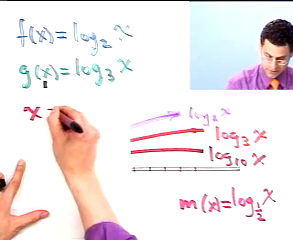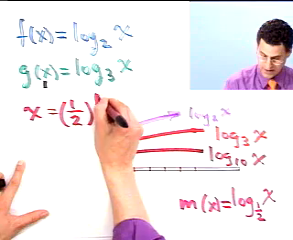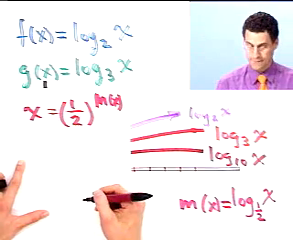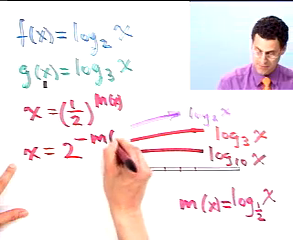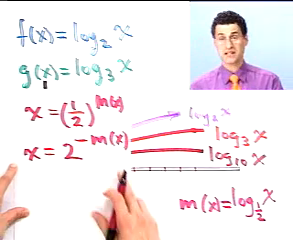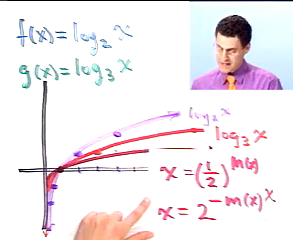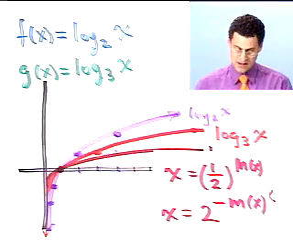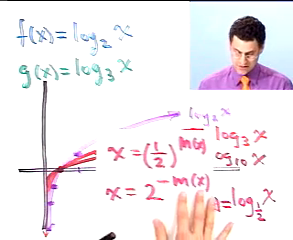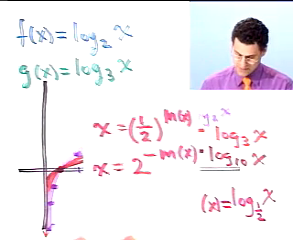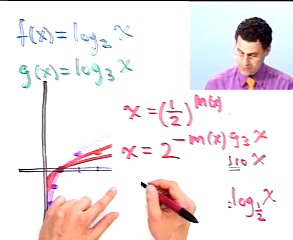x equals 1/2 to the m of x. And if you rewrite that, you'd see x equals 2 to the minus m of x. So basically, I'm going to have the same graph as this, but now I'm going to have a negative exponent, and what that does is basically flip along the x-axis. Because notice, for example, if I plug in just one point here, let's say x equals 2.